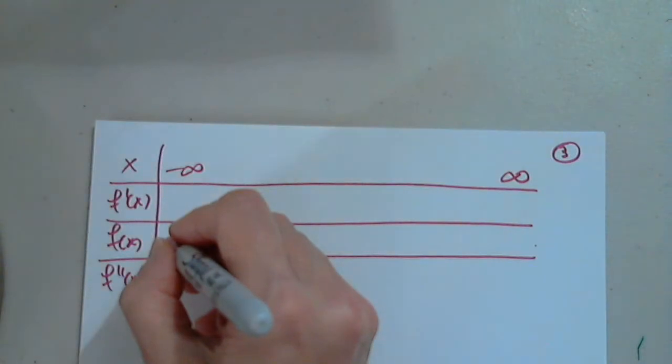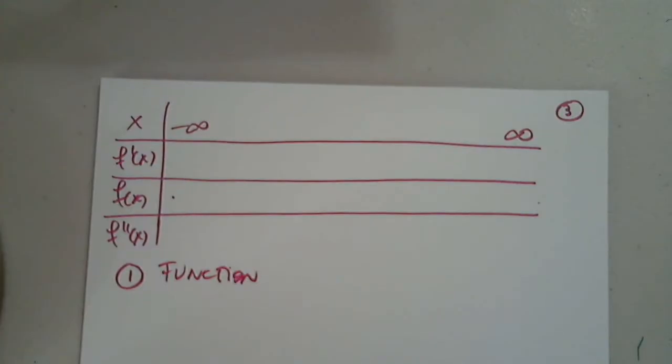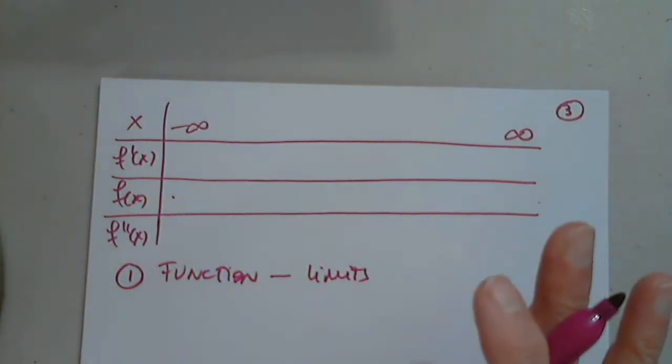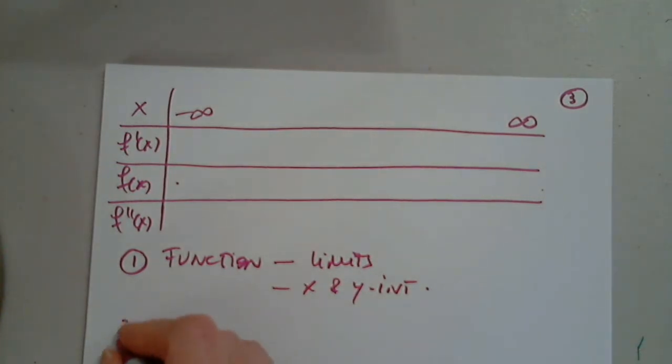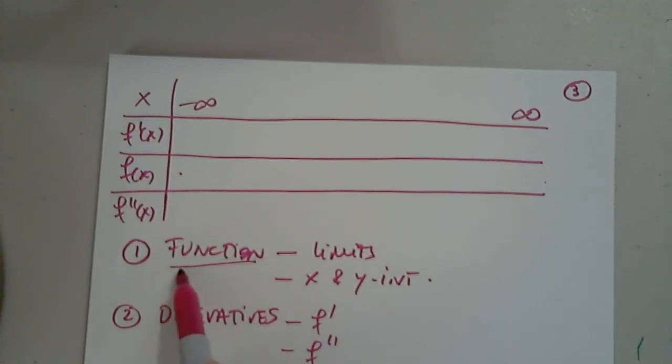Now we have to determine these limits. So our first step is the function. What do I mean by that? I mean limits, any type of limits that I need, because if the function is undefined, we'll get to the next section. You will see what kind of limits we need. Limits, x and y intercepts. And after that, I go to the derivative, first the first derivative and then the second derivative. But first I have to exhaust everything I can find about the function from the function itself. And then I move on to derivatives.